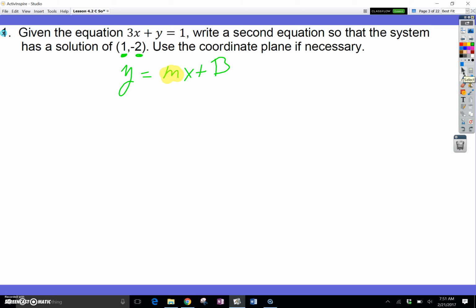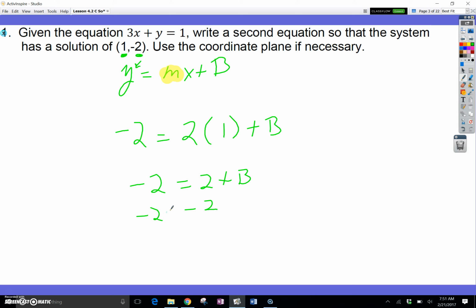So if I plug in these values, my y value is negative 2 is equal to positive 2 times 1 plus b. This simplifies to negative 2 is equal to 2 plus b. And when I minus 2 on both sides, you're going to get negative 4 is equal to b. So if I put my y equals mx plus b form, my equation of the line would be y equals 2x minus 4. And I want you to double check that that is the correct answer by going to Desmos.